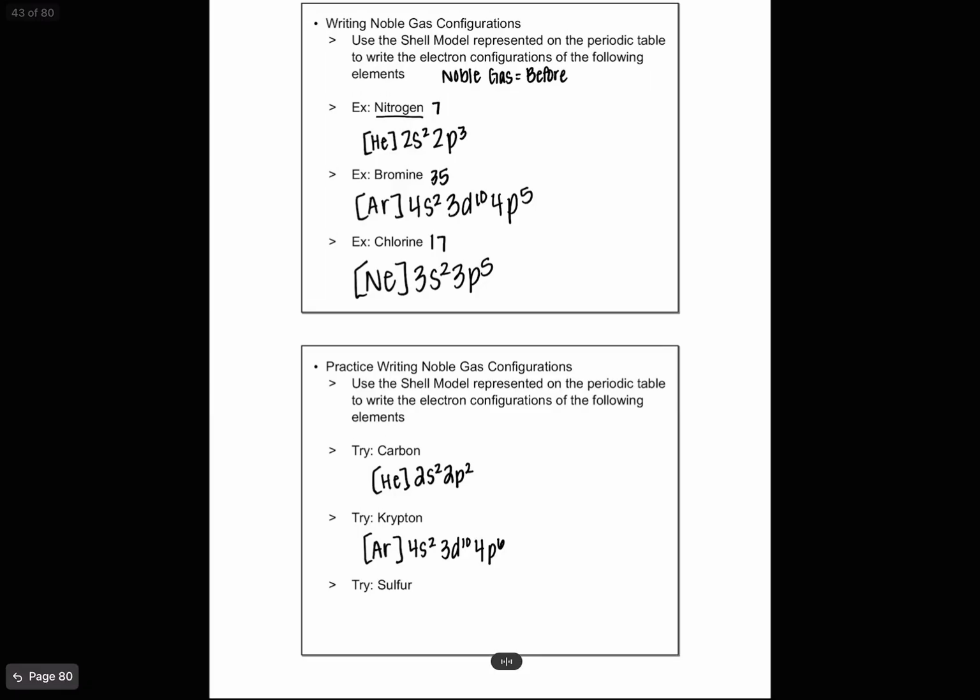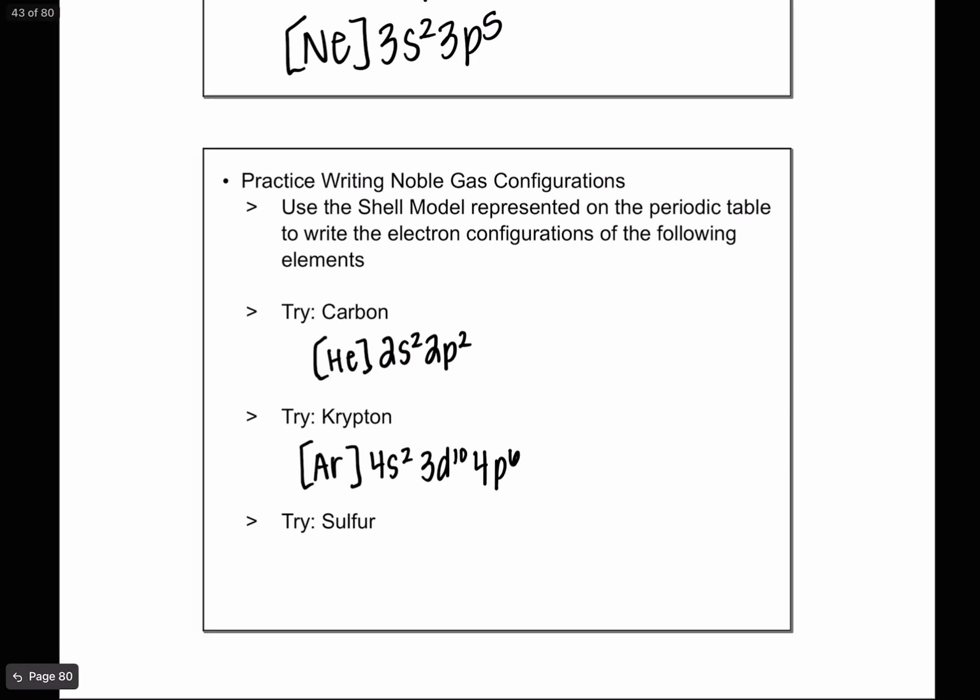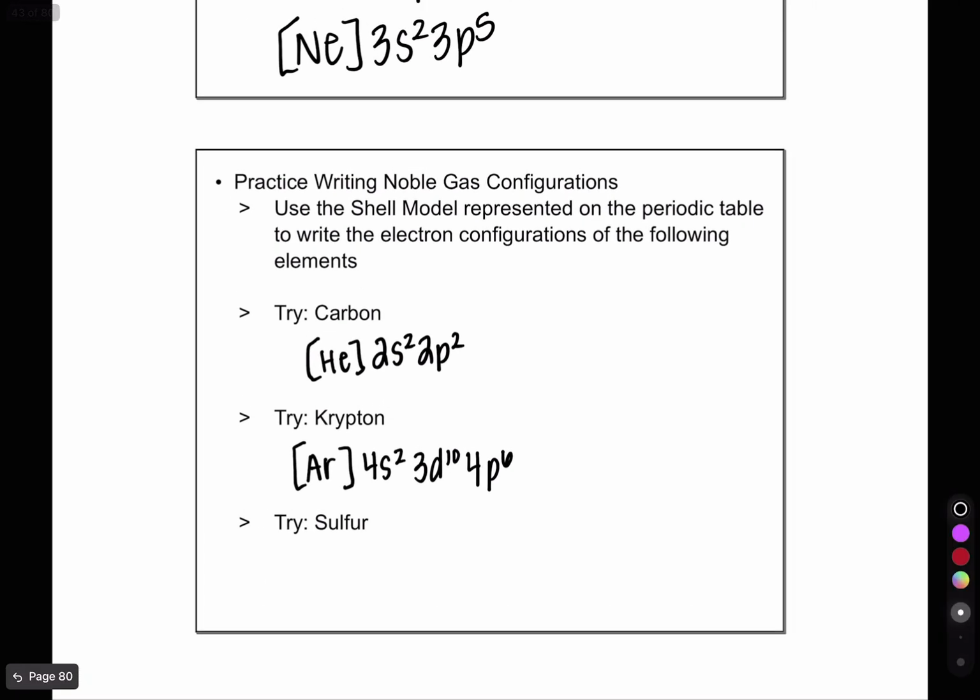So that leaves our last one, sulfur. Sulfur's element 16. So the noble gas that comes before 16 is neon. After neon is our 3s block, and then our 3p block.